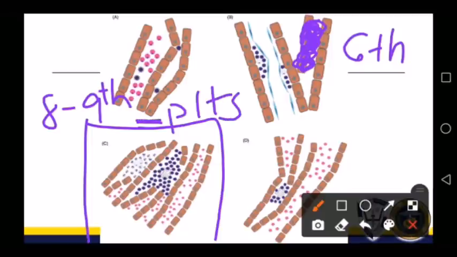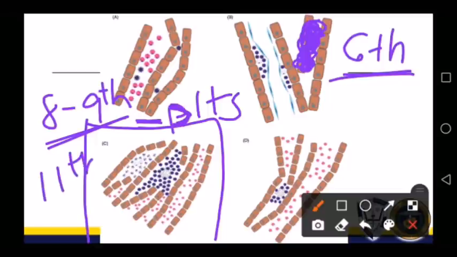So, unsa gani ni sila mga platelets? So, si platelets kay mao ni ang cytoplasmic projection ni megakaryocyte. So, si megakaryocyte nga ning infiltrate sa liver atong 6th week will release its platelet at the 8th to 9th week of gestation. Aside from that, at the 11th week of gestation, the granulocytes will also be released or ang mga WBC will also be released into the circulation.